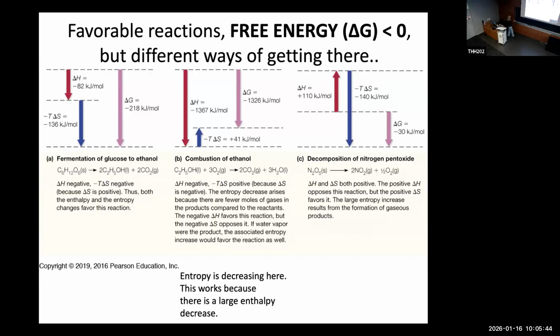So let's look at fermenting glucose to ethanol. This is the reaction. The delta H here, the enthalpy, decreases, so that part of the equation contributes to a negative delta G. And then in this part of the equation, we take into account temperature, and then we take into account entropy. Does entropy increase or decrease in this reaction going forward?